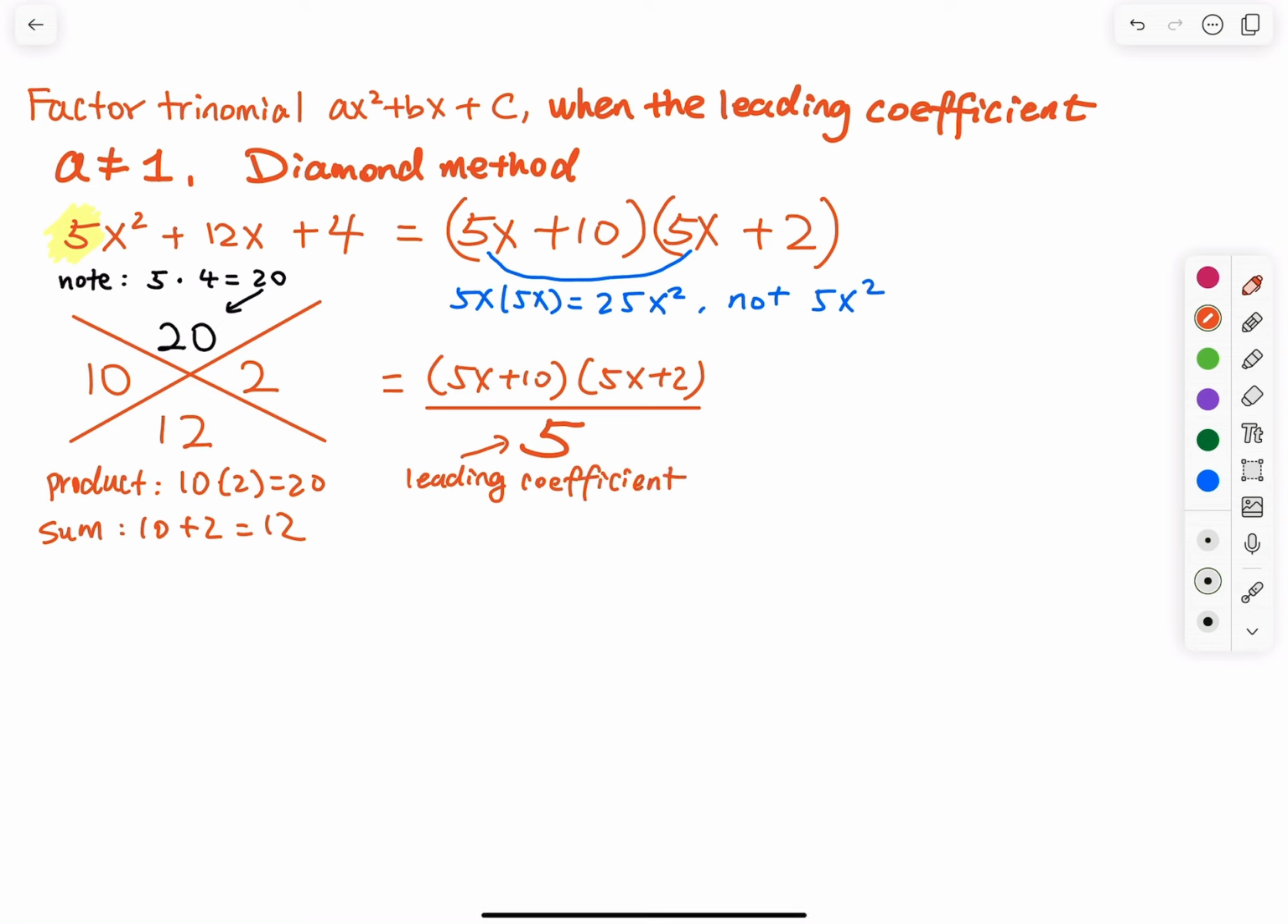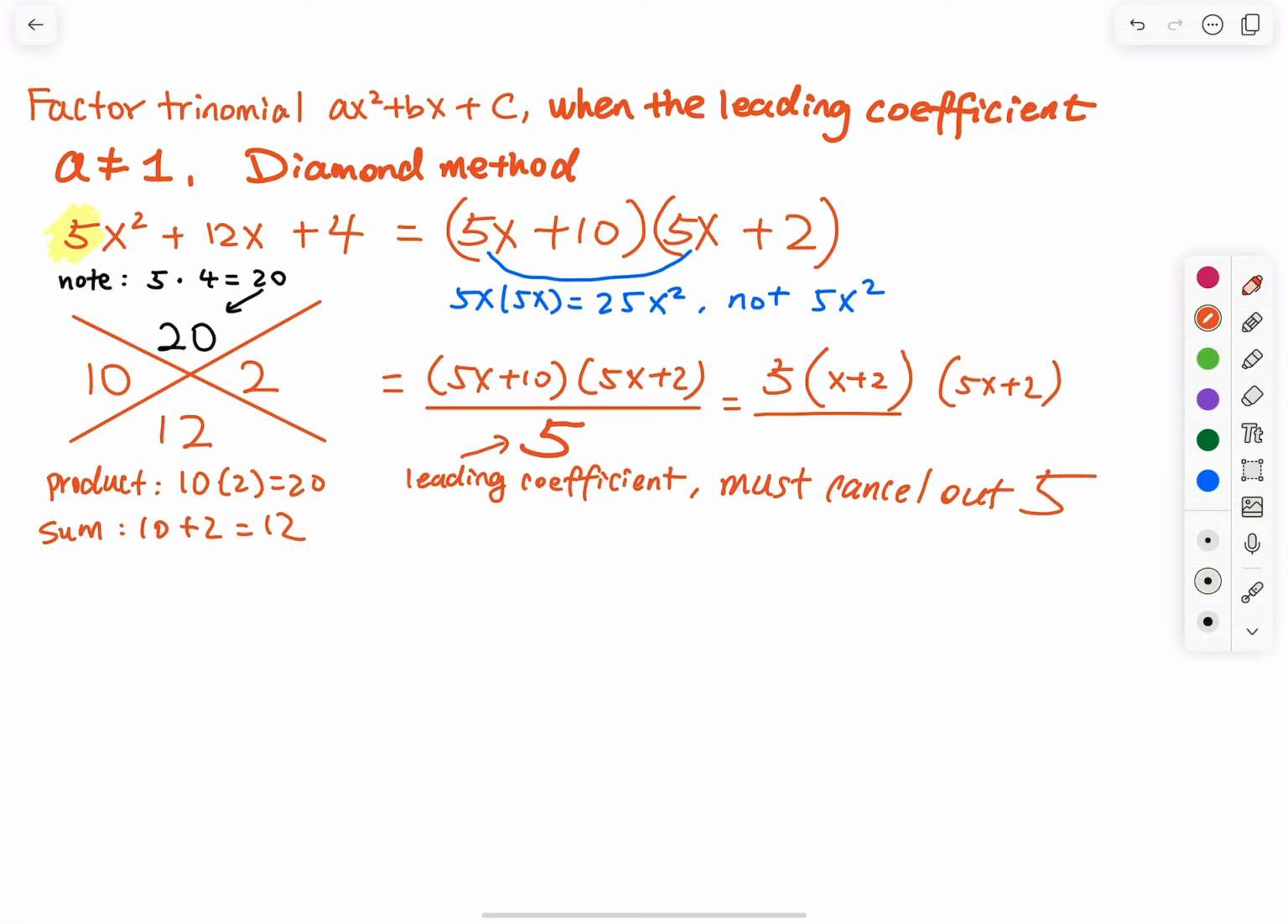And you have to cancel out the 5. So you must cancel out this 5. By doing what? By just factoring a 5 from either one of these parentheses. Either one is fine. But most people will tend to work on the first one because the 5 and the 10 are multiples of 5. So they take a 5 out. So this is 5 times x plus 2. And then the second parenthesis, no change.